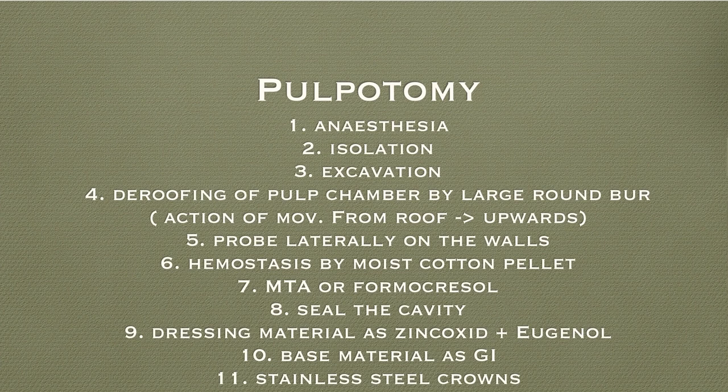Then we do the hemostasis by moist cotton pellets. We put MTA or formocresol, and seal the cavity. Then we dress the material with zinc oxide and eugenol. And then put the base material as a glass ionomer. And then we usually put the stainless steel crown. So these are the steps.